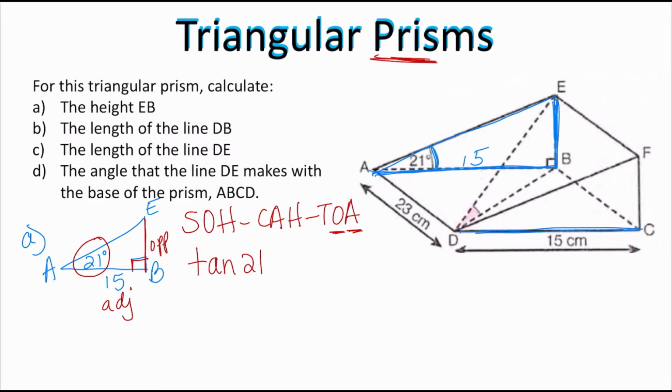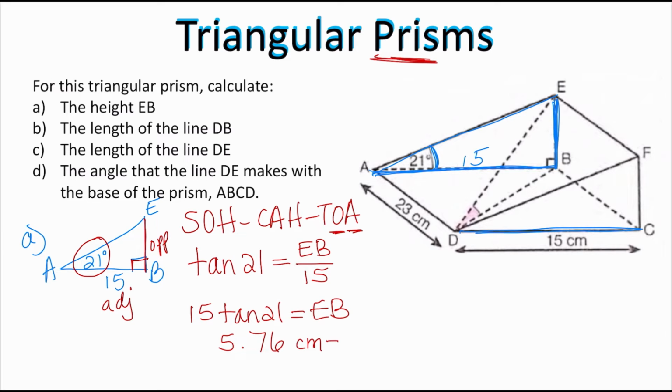So we're going to set up the problem as the tangent of 21 degrees is equal to opposite, which is EB, over adjacent, which is 15. This is easy. We're going to take 15 and multiply it to both sides so that we can figure out the length of EB. Take your calculator, make sure that you are in degree mode, and let's do 15 times the tangent of 21 degrees. And we're going to get approximately 5.76 centimeters, which is approximately the length of EB.